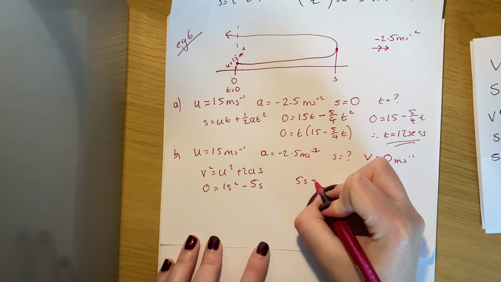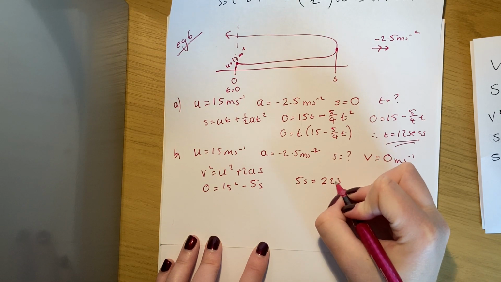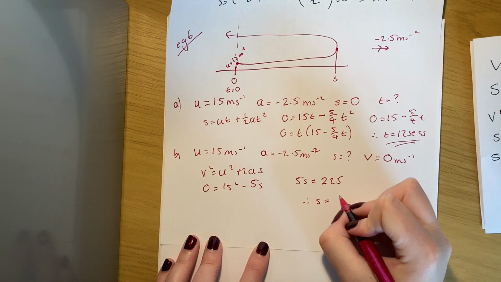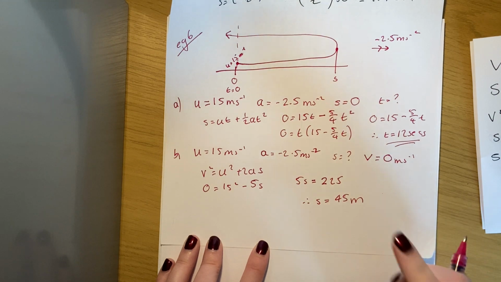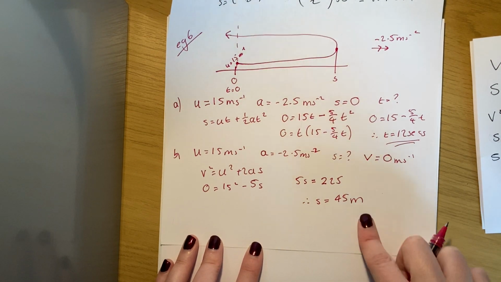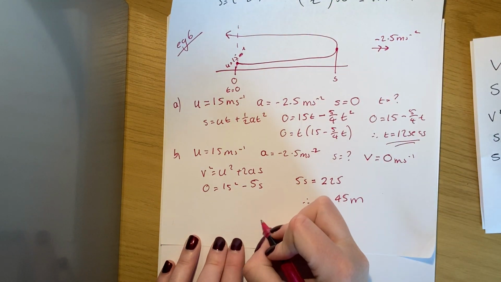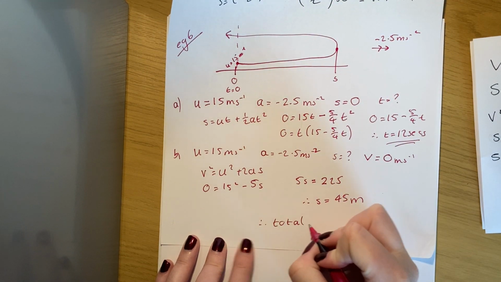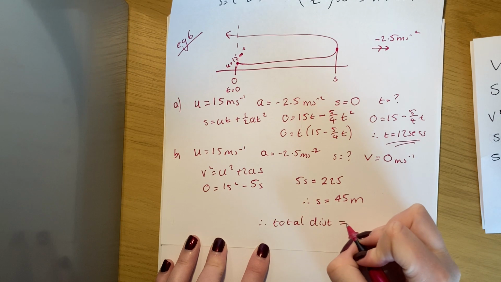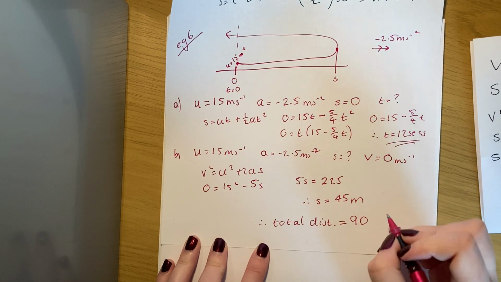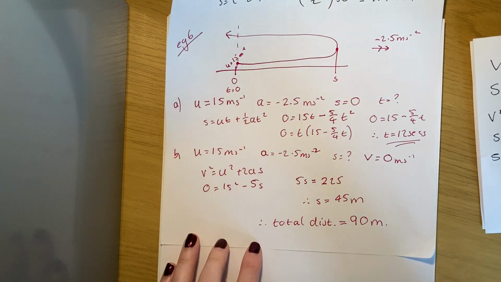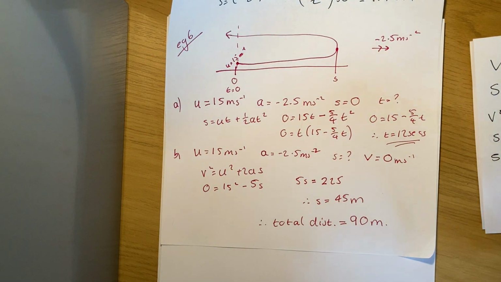So 5S is equal to 225. So therefore S is 45 metres. That is not my final answer. That is the displacement from 0 to the point it turns around. So therefore the total distance travelled is twice that, because it's gone there and back, which is 90 metres.